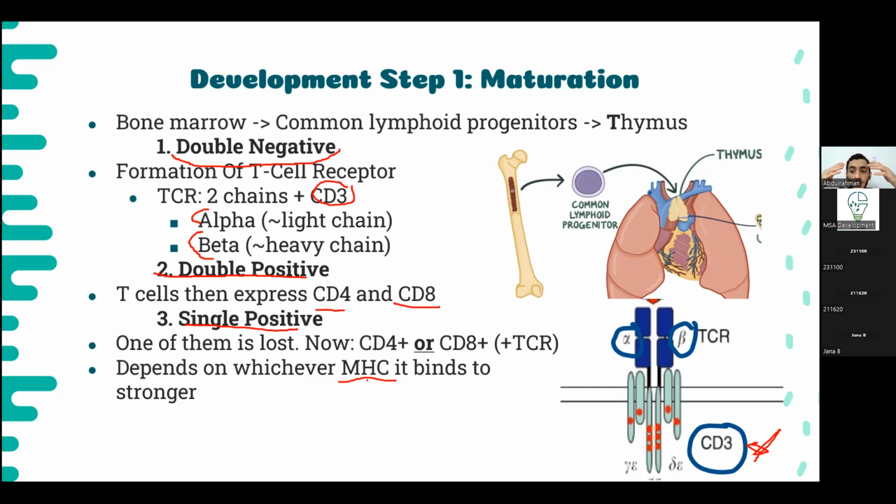So when the cell is still in the thymus and still developing, if it binds MHC2 more strongly, then it becomes CD4, and the CD8 is gone. If it binds MHC1 more strongly, then it becomes CD8 and the CD4 is gone. Whichever it binds to more strongly is the form that it will take on. So that covers single positive, double positive, and double negative.